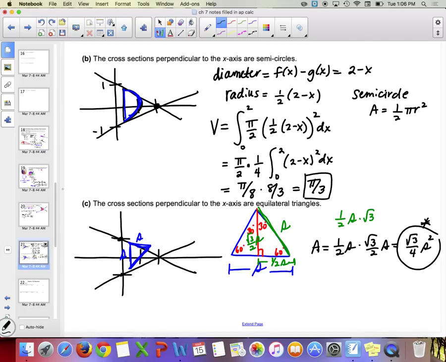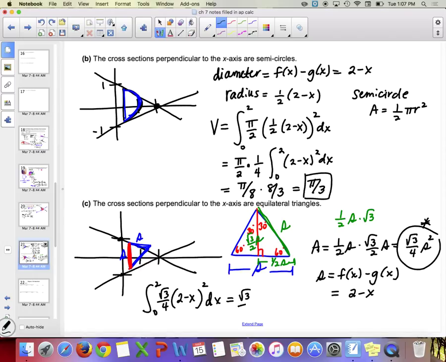Okay, so we have these cross sections perpendicular to the x-axis are equilateral triangles. So we're still integrating with respect to x, and our x values go from 0 to 2. But the area of an equilateral triangle we said was root 3 over 4 s squared. So what is s in our case? Still just 2 minus x, right? Because it's going to be the f of x minus g of x. It's still just this height right here. That's all we're finding, top minus bottom, f of x minus g of x. So it ends up simplifying to 2 minus x. So we're going to have 2 minus x squared.